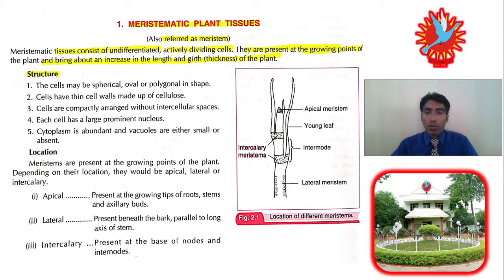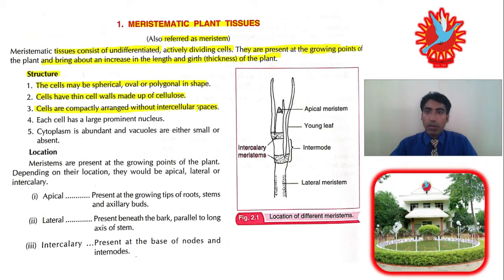Structure: what type of structure do they have? Meristematic tissue cells may be spherical, oval or polygonal in shape. Cells have a thin cell wall made up of cellulose. So a plant cell is always covered by a thick layer made up of cellulose, and that layer is called the cell wall. This is the main characteristic of a plant cell. Cells are compactly arranged without intercellular spaces.